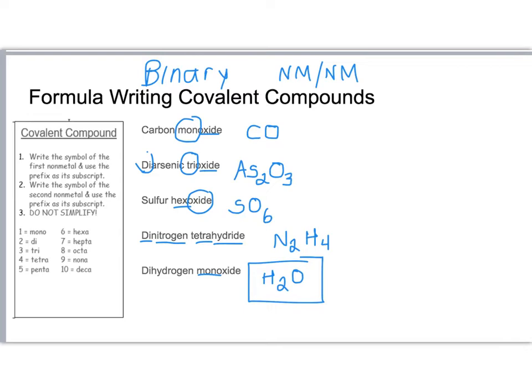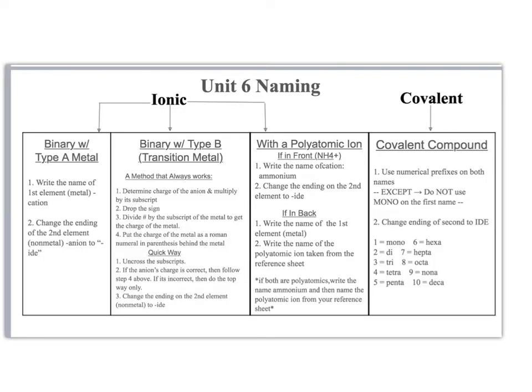Notice that we are not going to simplify any of these subscripts in the chemical formula. Now that you have learned how to write chemical formulas, we are going to do the opposite and learn how to name chemical formulas. Just like before, we will use this flowchart to take you through specific steps on how to name binary ionic compounds.